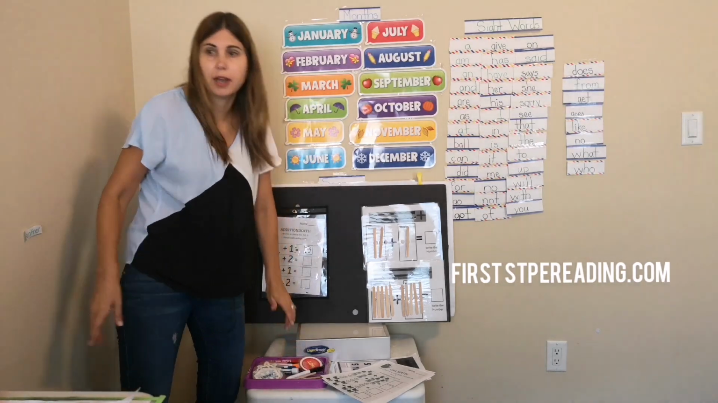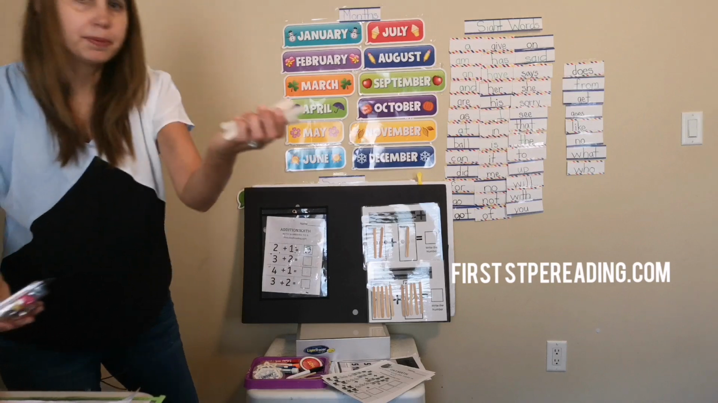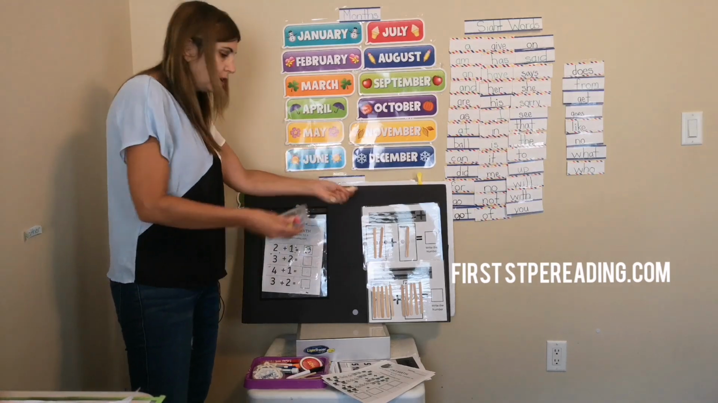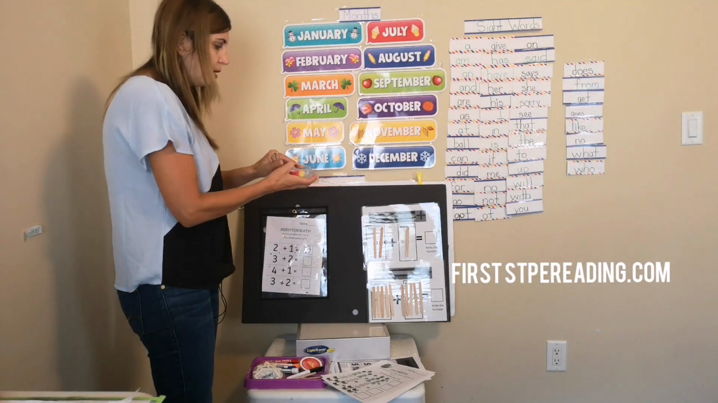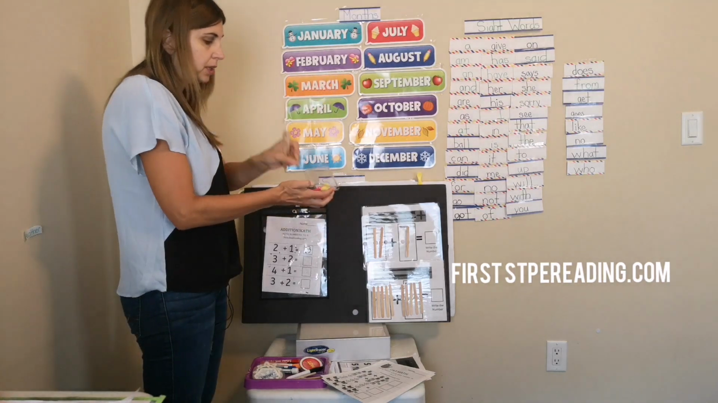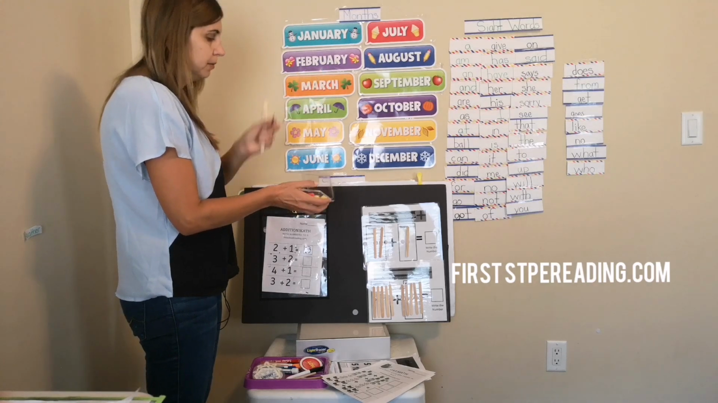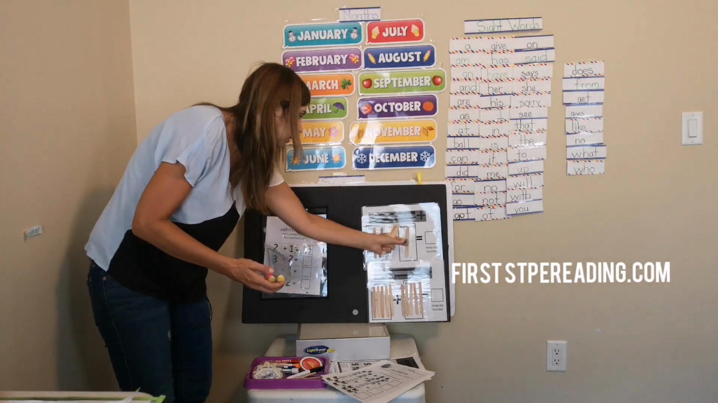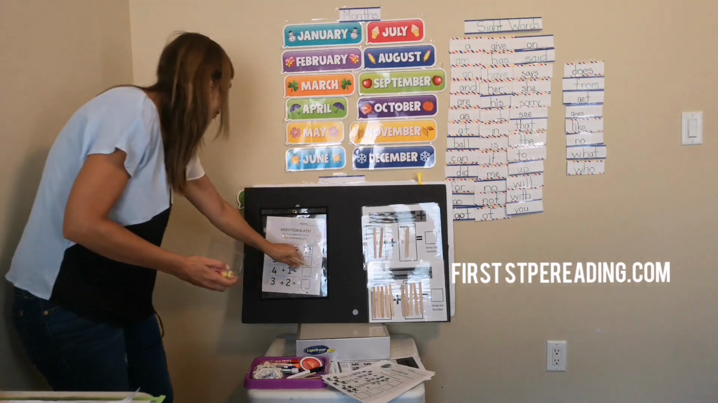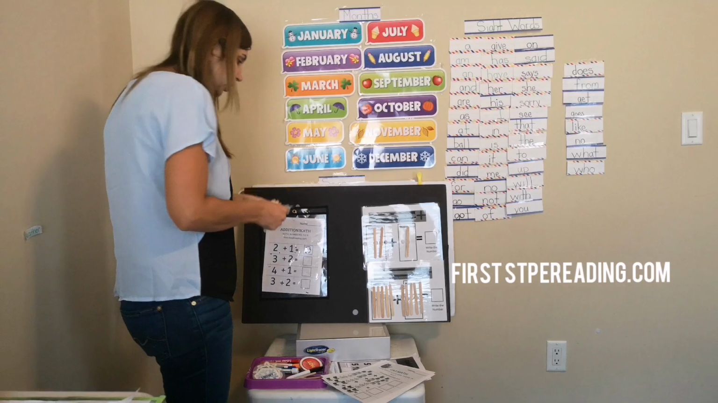Please use counters for addition. You can use popsicle sticks. You can use pom-poms. You can use paper clips. You can get counters. These are from Dollar Tree. You put 2 plus the 1 and you have your answer. Please use counters to help you with addition.